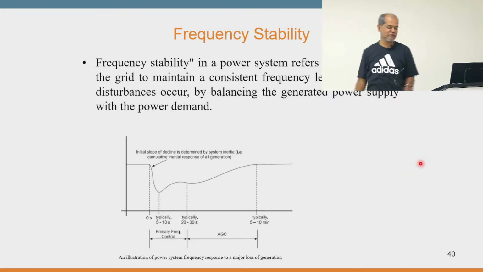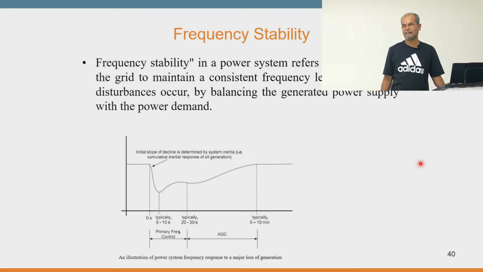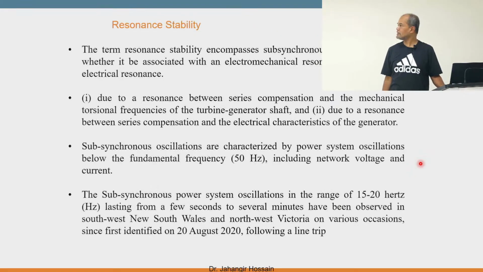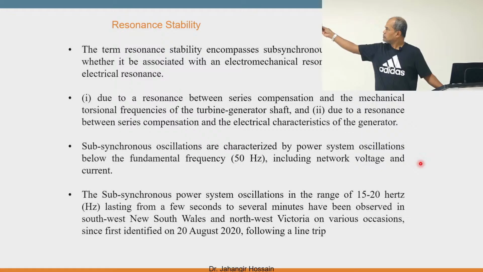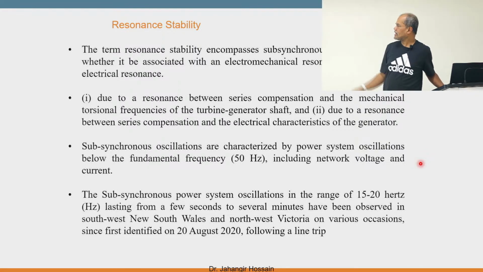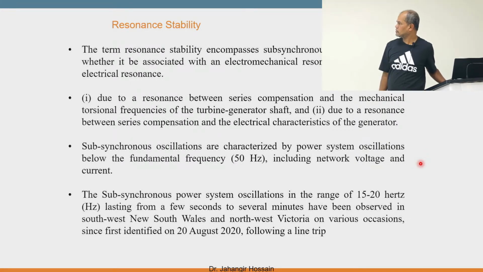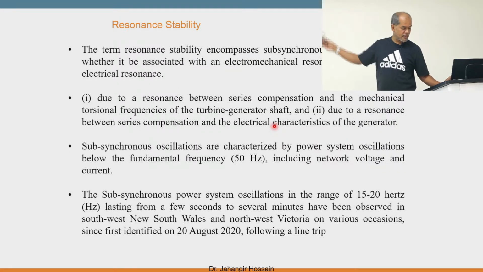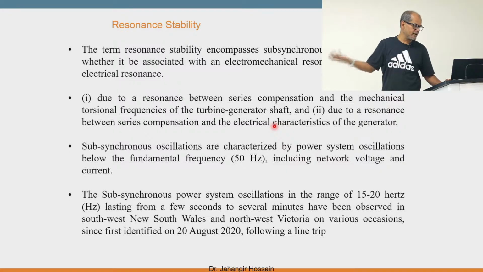So again, I do have a few slides, but you can read about that. Resonance instability mainly happens due to subsynchronous resonance, where XL equals XC, right? That resonance could be between series compensation and the electrical behavior of the generator, and sometimes we have mechanical resonance as well, between the mechanical torsional frequency and the turbine generator shaft. So mainly here, when you have an offshore wind farm connected to the transmission grid, you might have that problem.